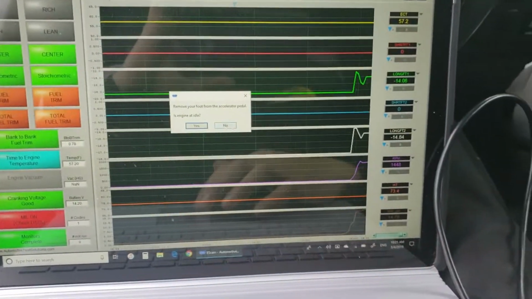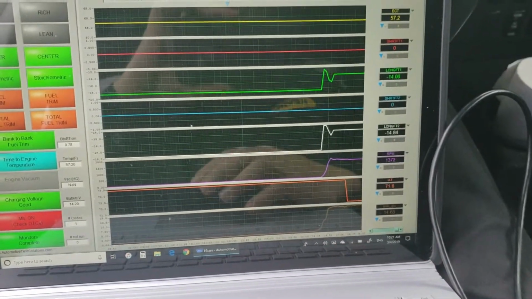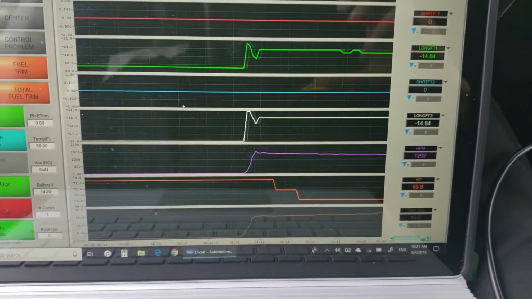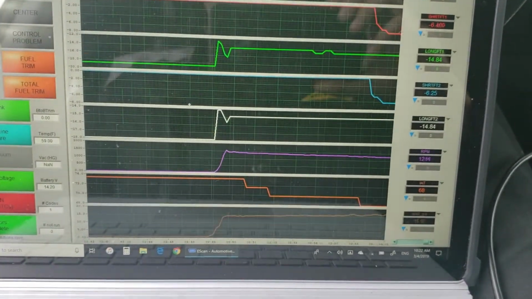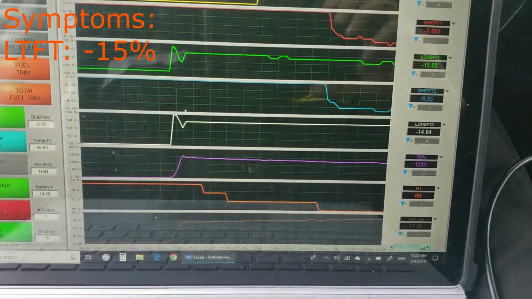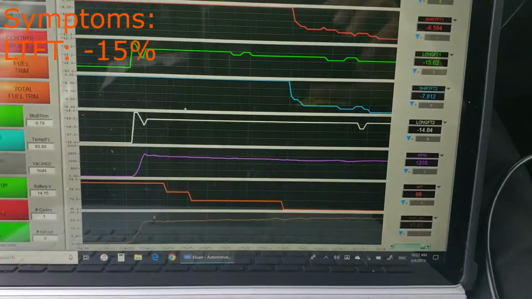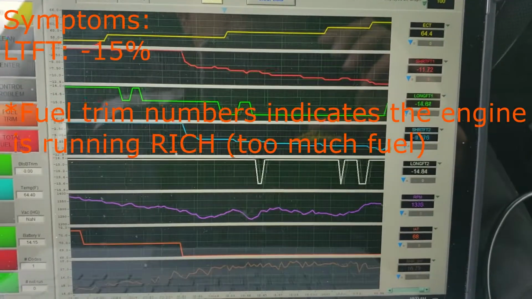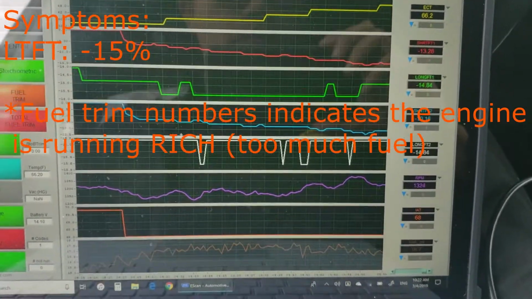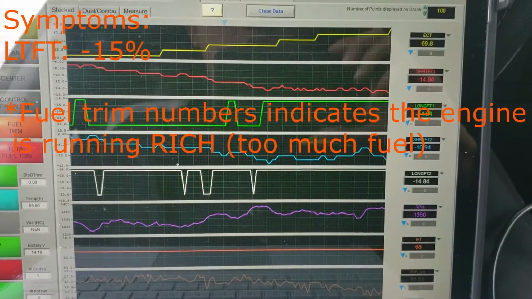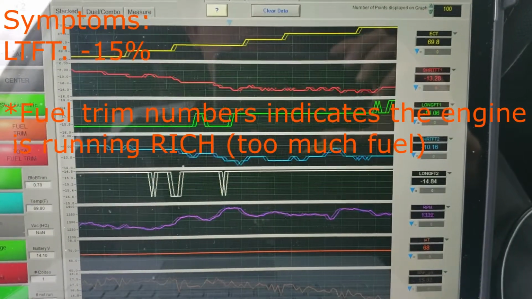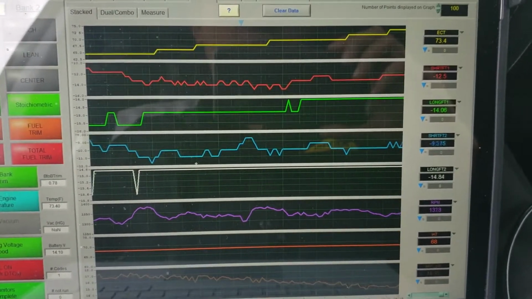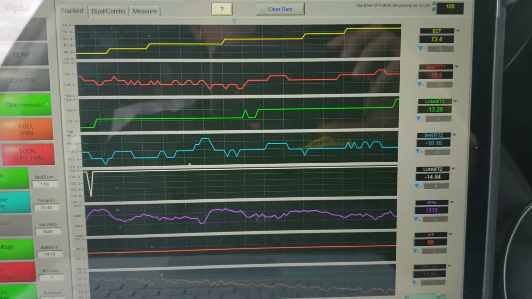Cranking battery voltage, good. Right off the bat, I see something funny. The long-term fuel trim is at negative 15%. Also, the short-term fuel trim is negative too, so that will bring the total trim to negative 30%. Do we have an injector that's leaking?